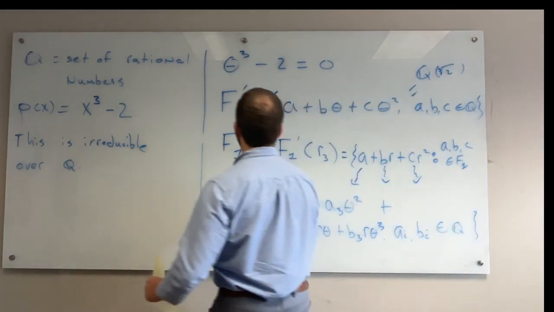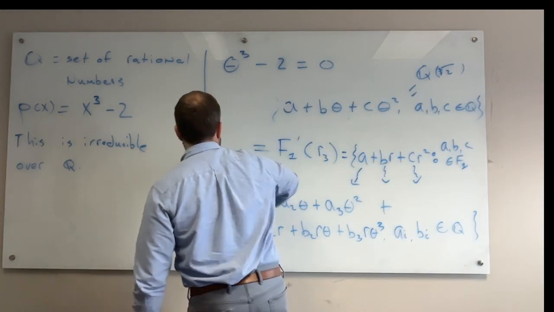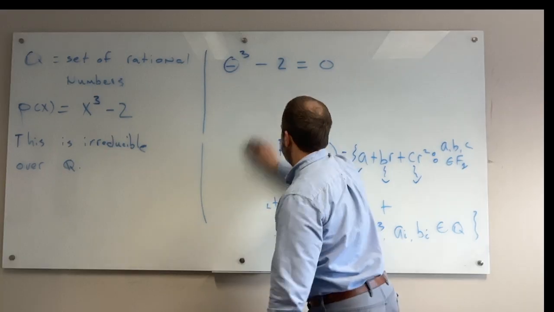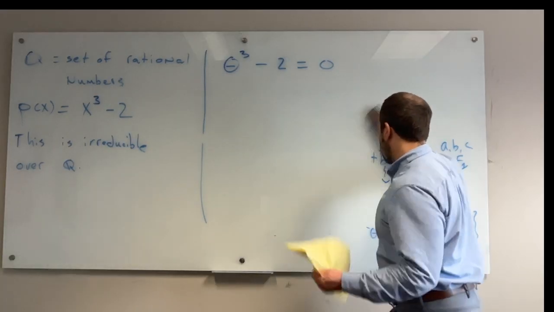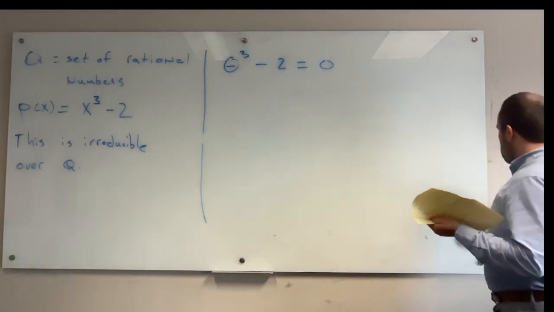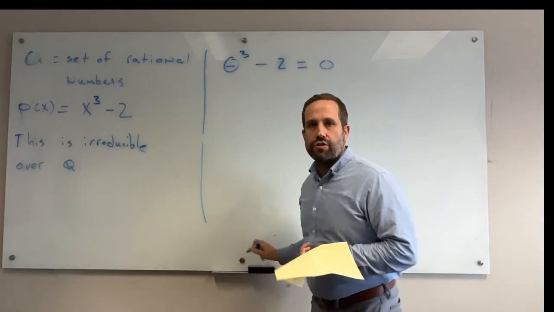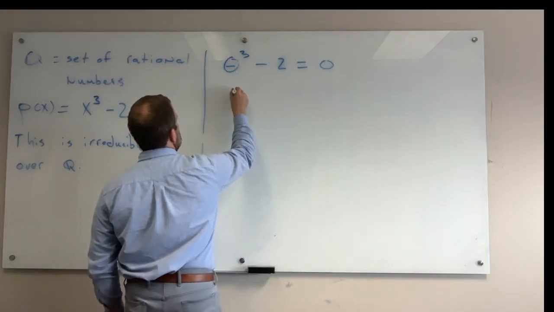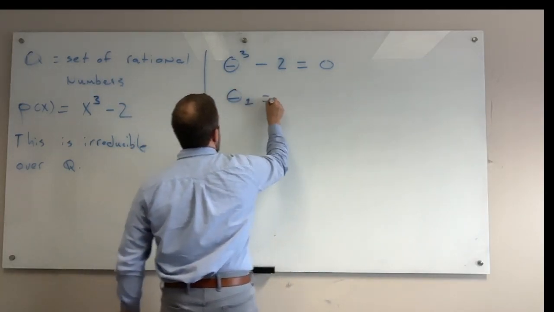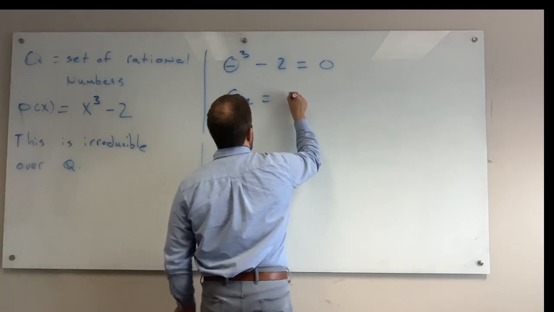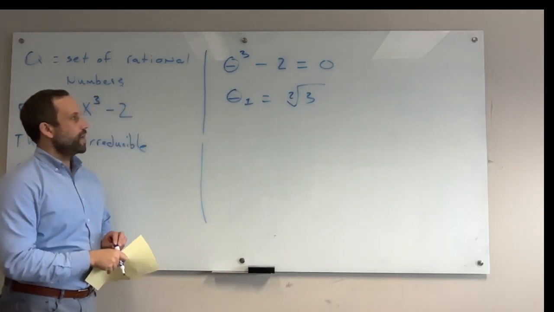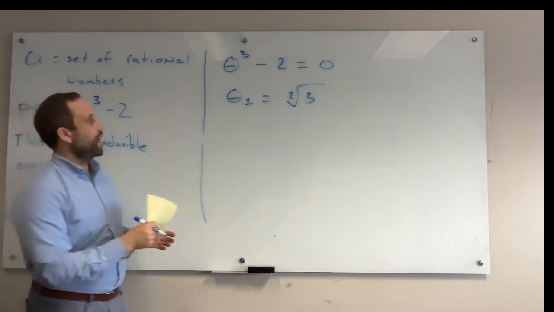Okay, so let me just say explicitly, since we have the benefit of not being restricted to Q, we know that the roots of this, we could say theta 1 is equal to the third root of 2, and of course, sorry, I got this backwards.